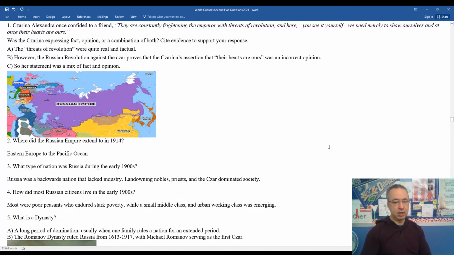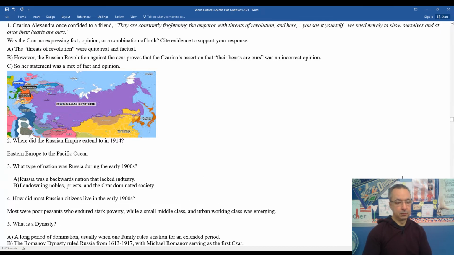Three, what type of nation was Russia during the early 1900s? Russia was kind of a backwards country, lacking industry. Landowning nobles, priests, and the Tsar dominated society. Question number 4. How did most Russian citizens live in the early 1900s? Most were poor peasants. They endured stark poverty. There was a very small middle class, and the urban working class was now an emerging class.